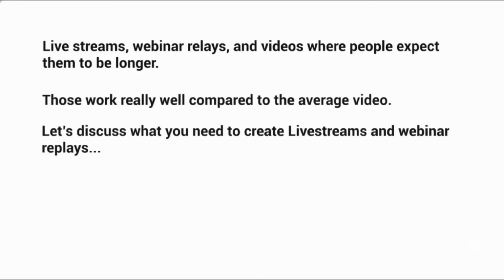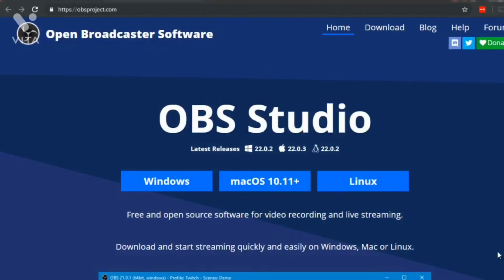So let's discuss what you need in terms of software or web applications to create live streams and webinar replays. To create a YouTube live stream, you're going to need broadcasting software. There are many. You can go to YouTube and type in how to set up a live stream, and there are a lot of videos on that. But this is one particular one that we have used and that has worked really well for us. It's called Open Broadcaster Software, and best of all, it's free.